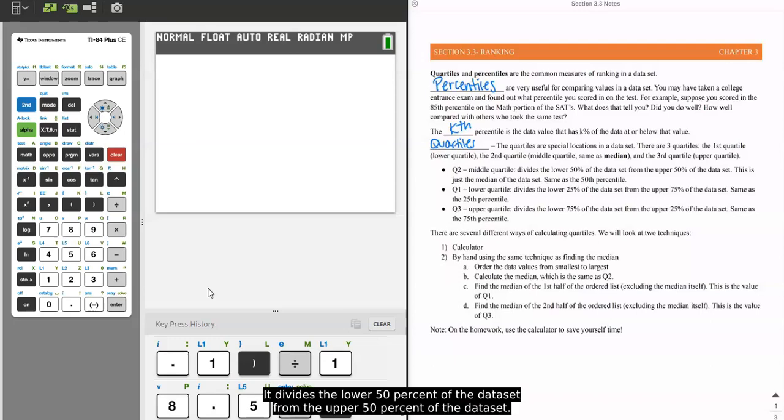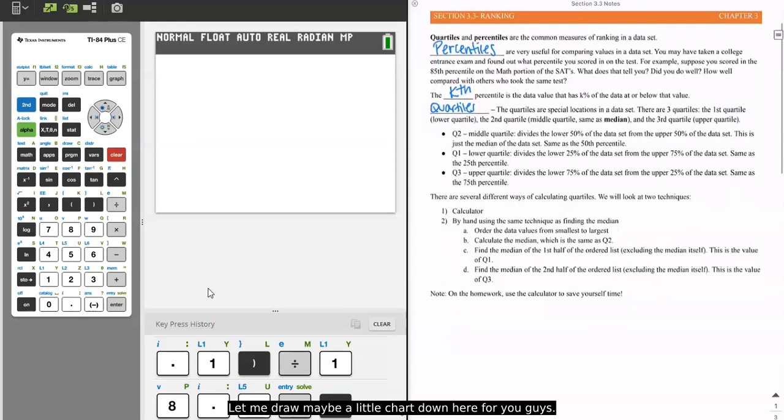So it divides the lower 50% of the data set from the upper 50% of the data set. This is just the median of the data set, same as the 50th percentile. We then can find the lower quartile, which divides the lower 25% of the data set from the upper 75% of the data set, same as the 25th percentile, and quartile 3, which divides the lower 75% of the data set from the upper 25% of the data set, same as the 75th percentile.